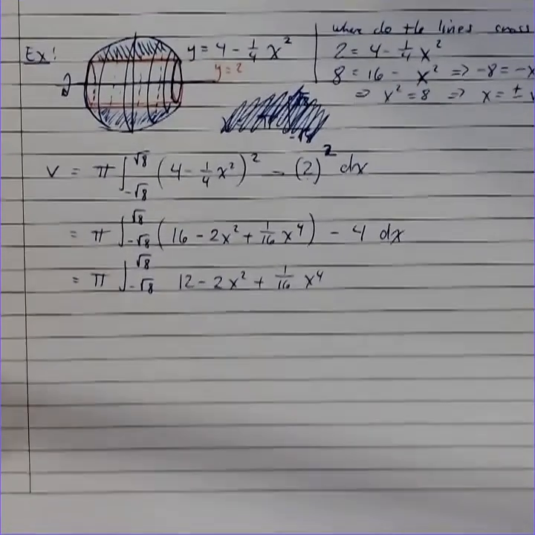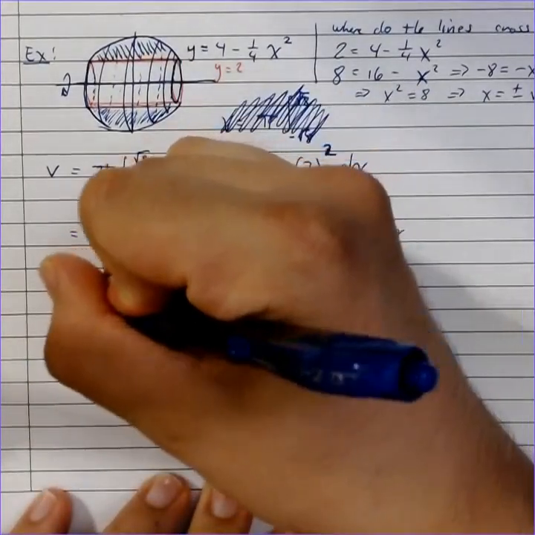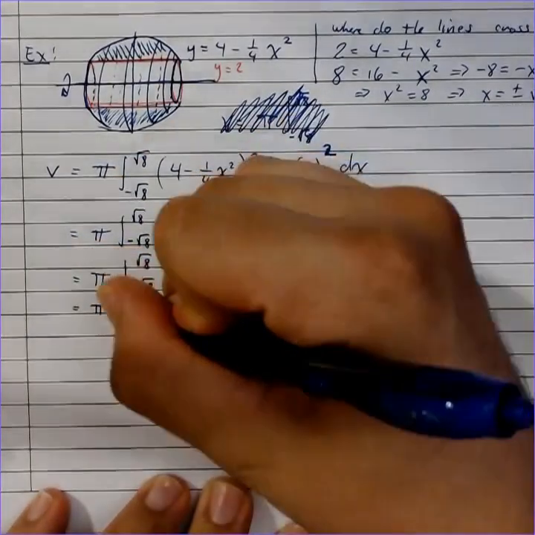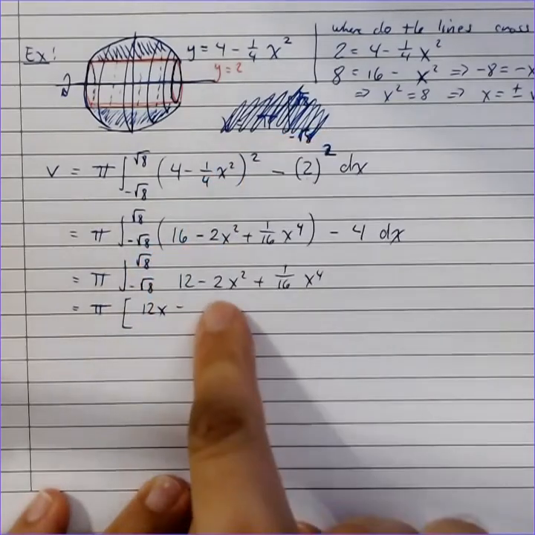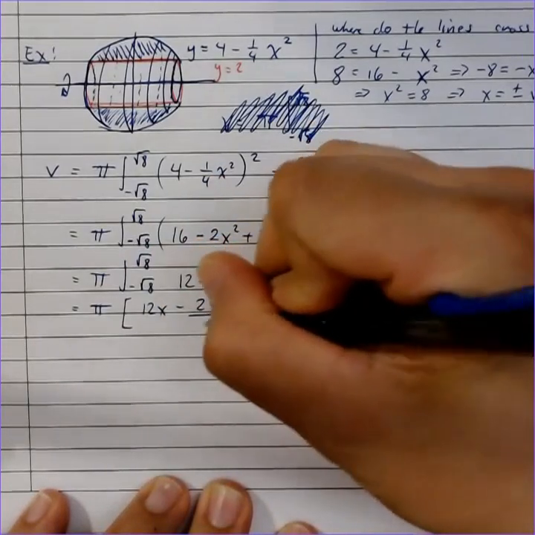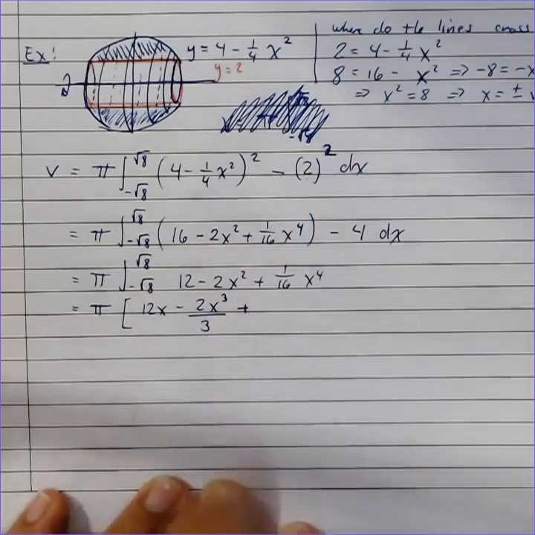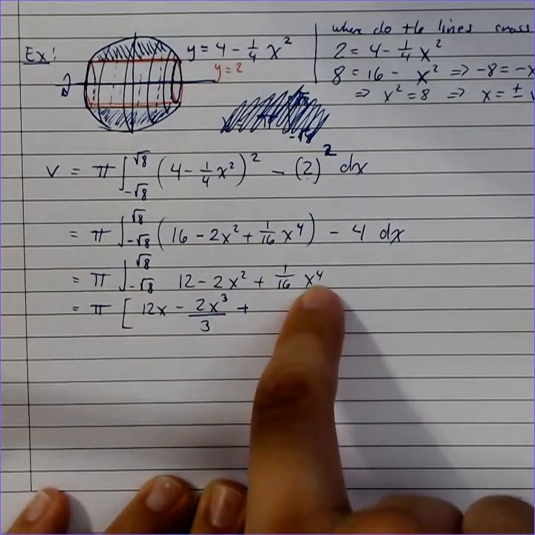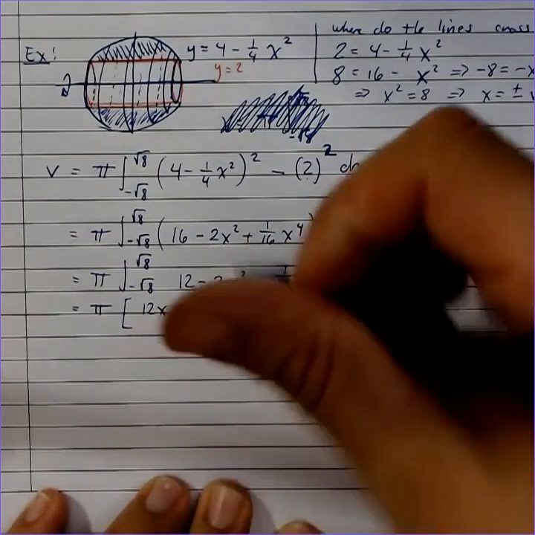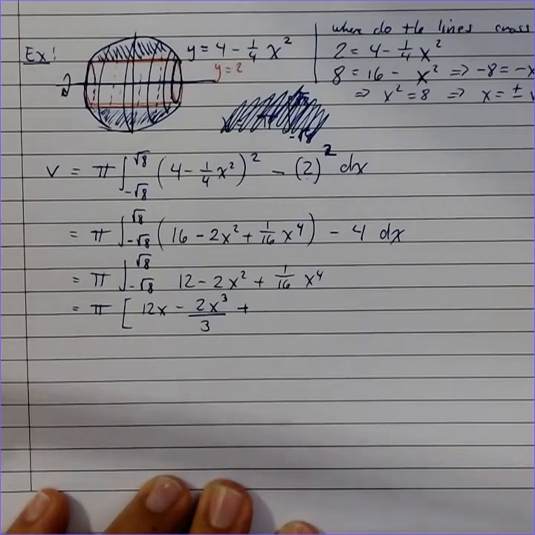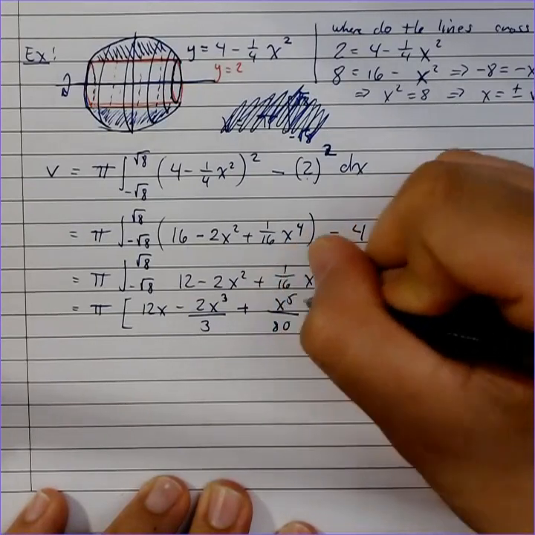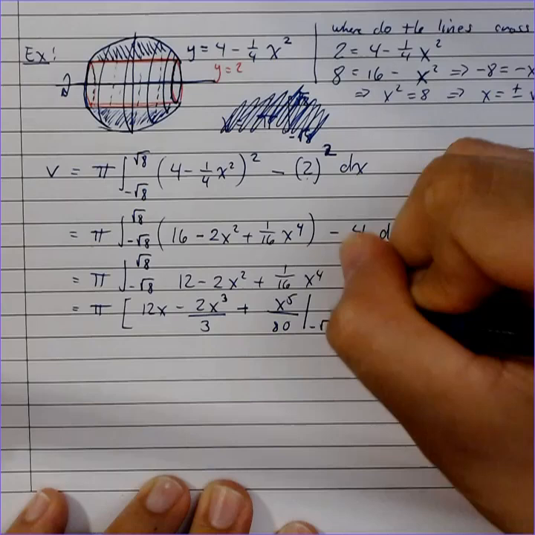All right, and here we go. We can now integrate that. That's going to be pi times, that's going to be 12x minus, that's going to be 2x to the 3rd divided by 3 plus, that one's going to be x to the 5th divided by 5, but then there's also a 16 down here. So 5 times 16 will give us 80. X to the 5th over 80. And that's going to be evaluated from minus root 8 up to root 8.